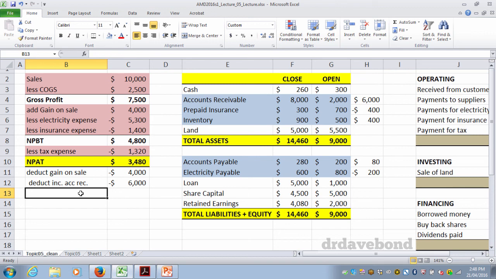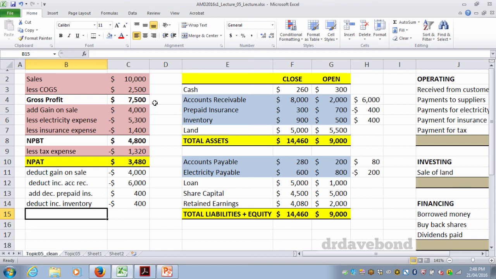So when a current asset goes up, you deduct it. When a current asset goes down, you add it. So prepaid insurance has gone down, so we add the decrease in prepaid insurance. And that's gone 400, we'd have to add 400. Inventory has gone up, so we deduct the increase in inventory by 400. And then we flip that idea around for accounts payable.